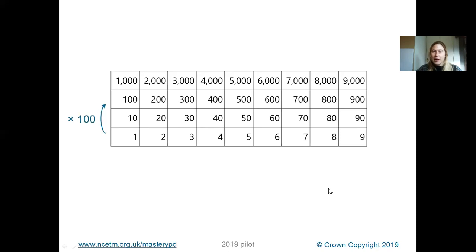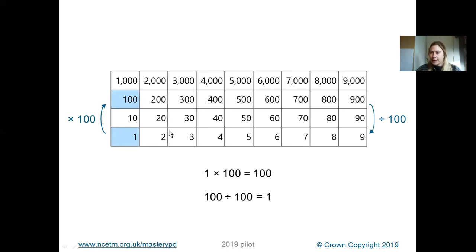Okay, let's look at the inverse now. So the inverse to timesing by 100 is dividing by 100, okay? Let's look at what happens. So 1 times 100 is 100. So now let's turn it into the inverse calculation. We'll start with 100 and we'll divide it by 100. Let's look at what happens. We end up with 1.